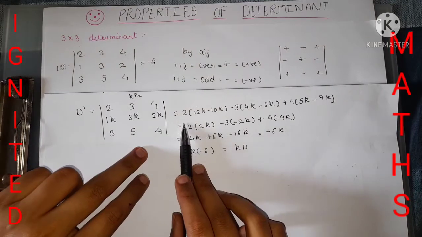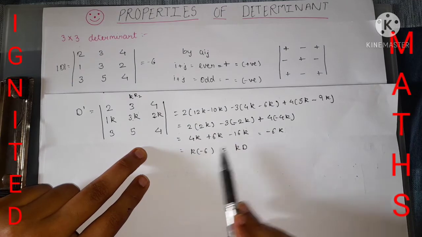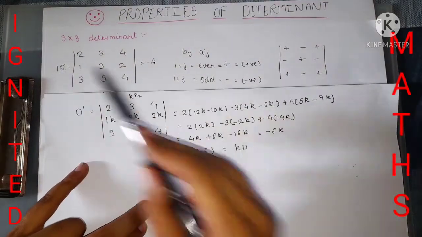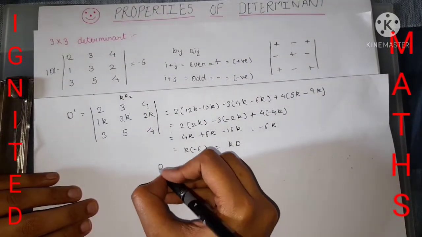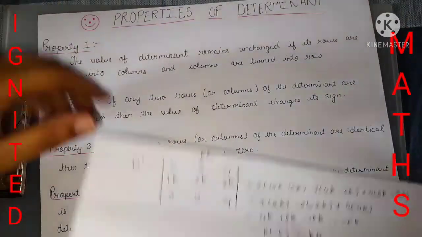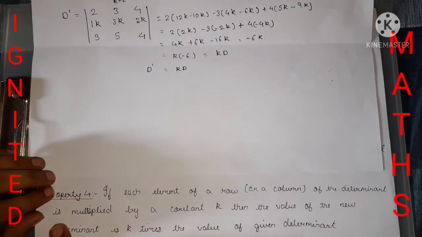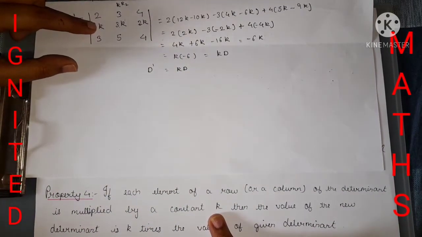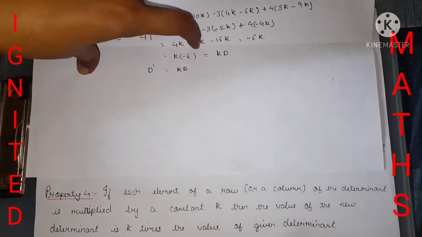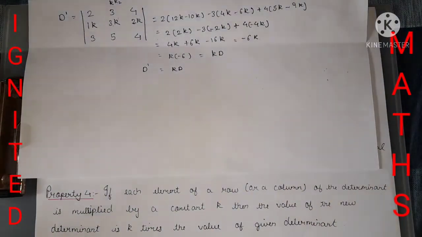After expanding by row 1, I got the answer as minus 6k. I took minus 6 as common because minus 6 is the value of the determinant D. So finally I got D dash is equal to k times D. This is what the property says: if each element of a row or a column of the determinant is multiplied by a constant k, then the value of the new determinant is k times the value of the given determinant. So the property 4 is also proved.